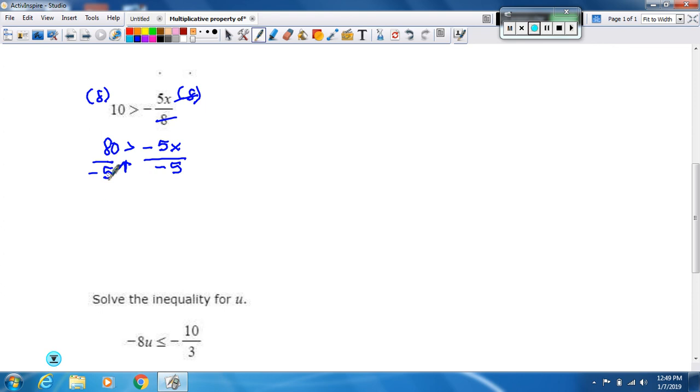So a positive divided by a negative is a negative, 80 divided by 5 is 16, but it's not going to be a greater than answer, it's going to be a less than answer. Top cancels with bottom, and then you have x.